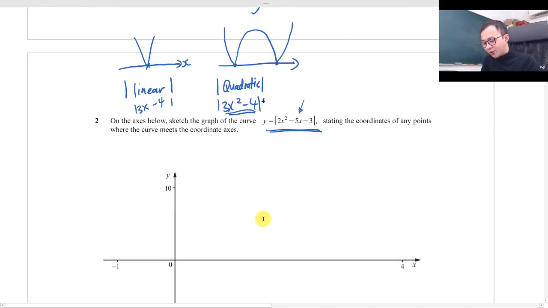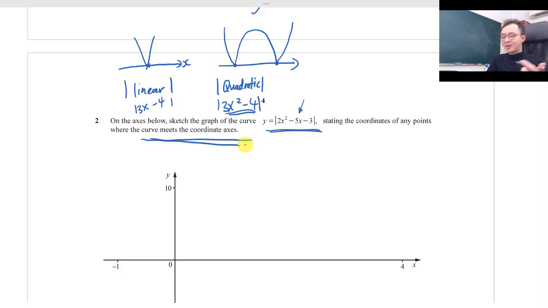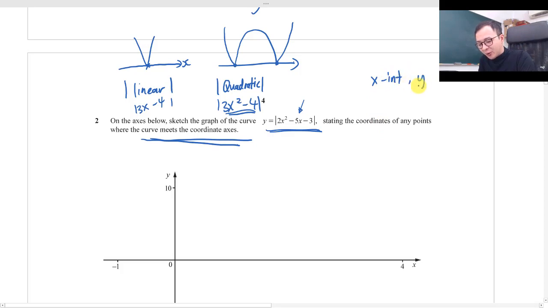Okay, for quadratic, normally the question asks you to find where the curve meets the coordinate axes. That means you need to find the x-intercept and y-intercept. How do we find the x-intercept? For the x-intercept, we make y equal to 0. In order to find the y-intercept, we make x equal to 0.